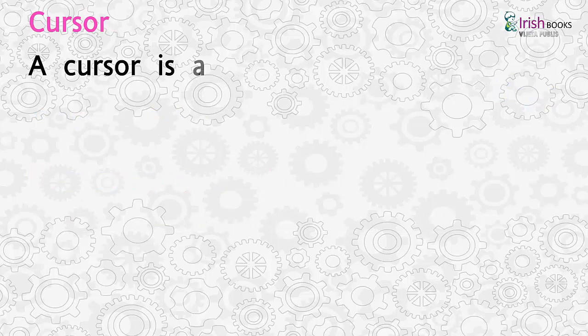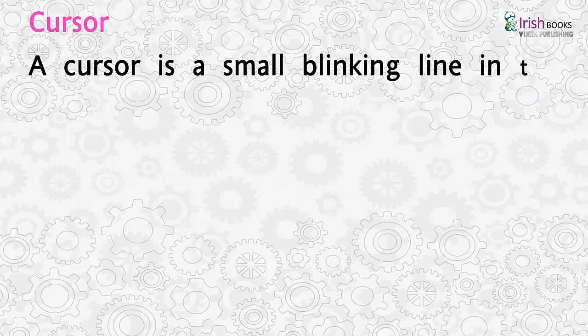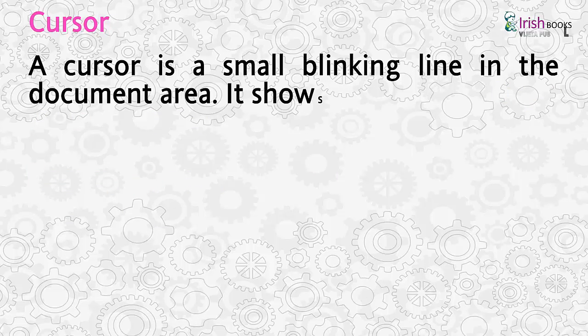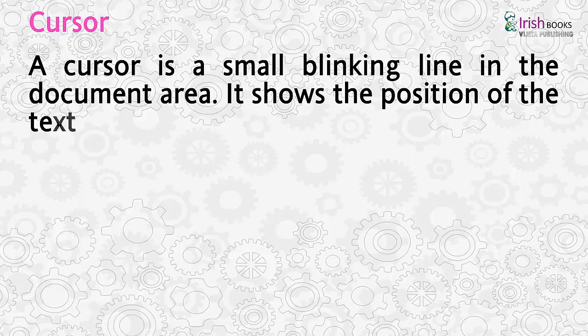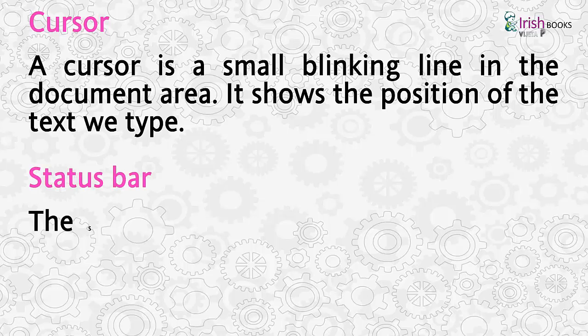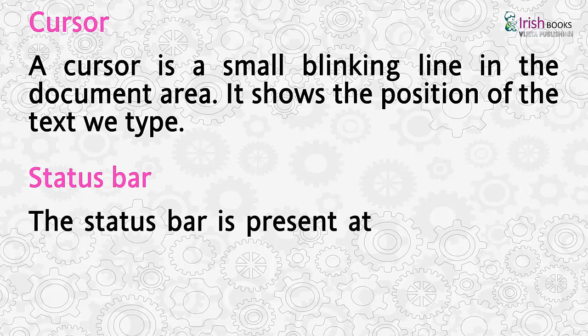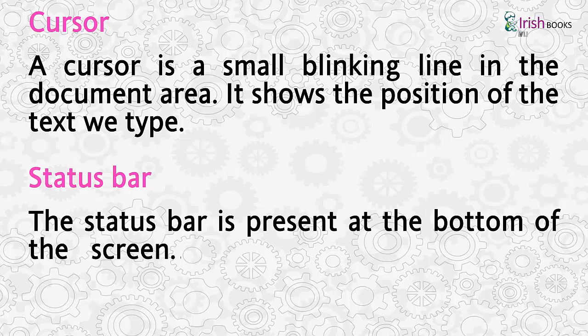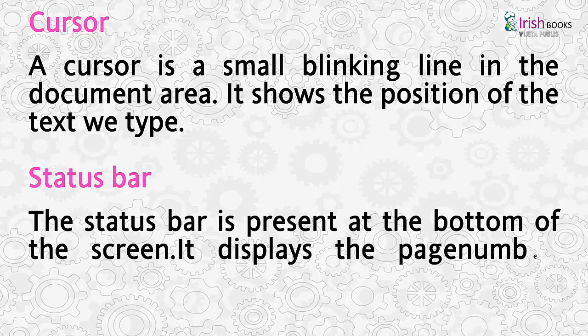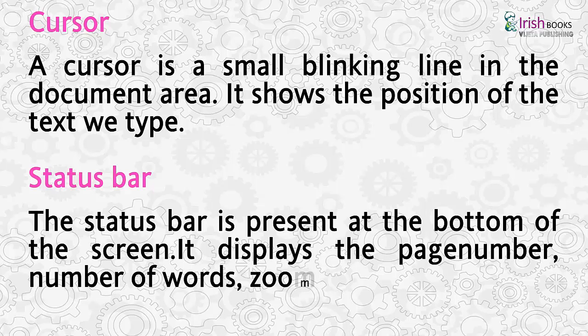Cursor. A cursor is a small blinking line in the document area. It shows the position of the text we type. Status bar. The status bar is present at the bottom of the screen. It displays the page number, number of words, zoom option, etc.